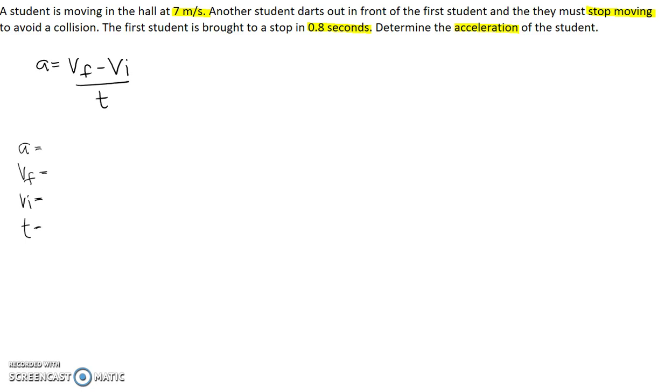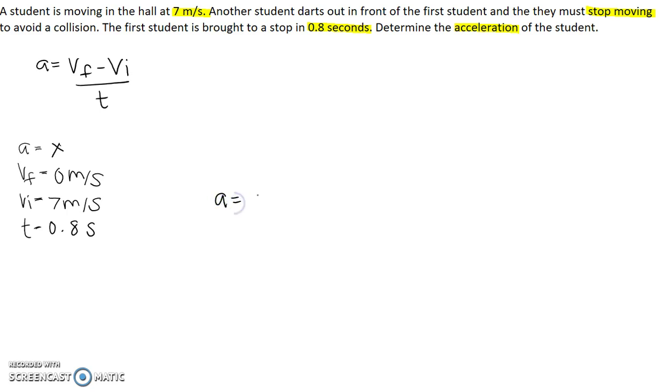So if I list my variables, acceleration is what I'm looking for. Vf is the final speed, which in our case is 0 meters per second. Vi is the initial speed, which in the problem says he's traveling at 7 meters per second. And then the amount of time it takes him to get from 7 meters per second to 0 is 0.8 seconds. Now for this problem, all I have to do is plug some stuff in.